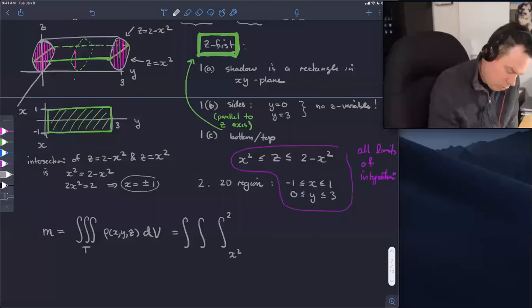Then our outermost integral is to integrate over a rectangle. And since we're integrating over a rectangle, it doesn't matter which order we do the integral in. So maybe I'll do dy and then dx. So y is 0.